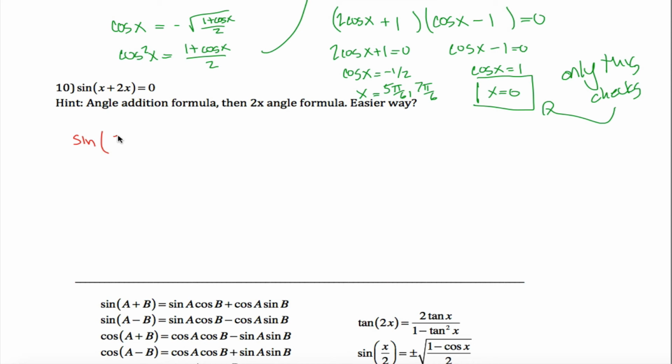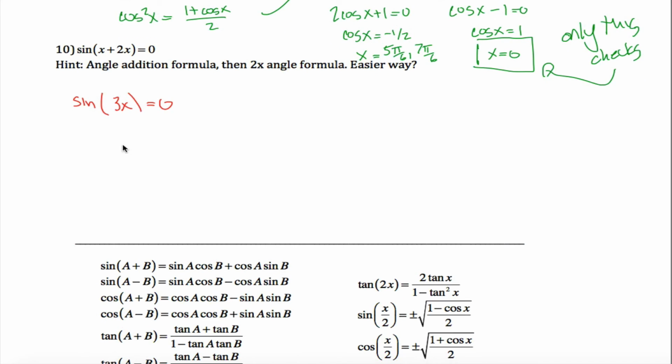X plus 2x is just 3x. So all you're trying to figure out is when is the sine of 3x equal to 0. Well, that'll happen when 3x is equal to 0. But it's also going to happen when 3x equals pi, or 2 pi, or 3 pi, or 4 pi, and so on. Right? The sine of any of these angles equals 0.